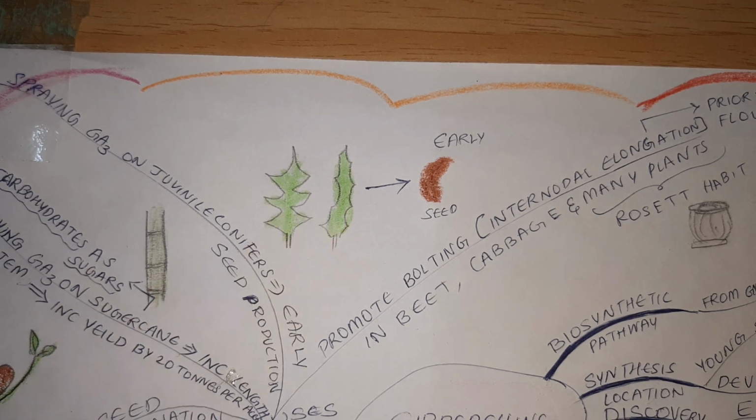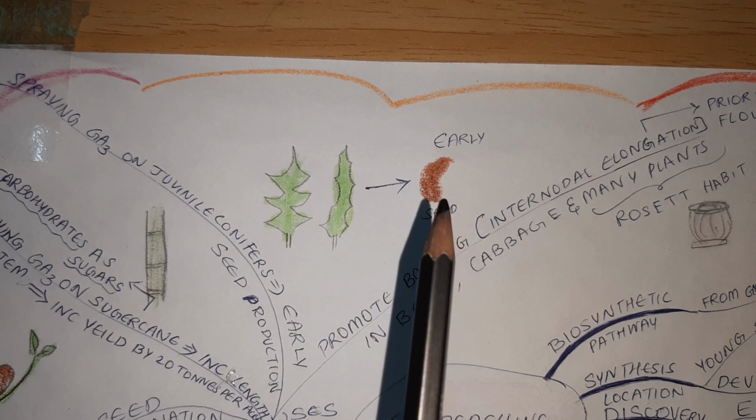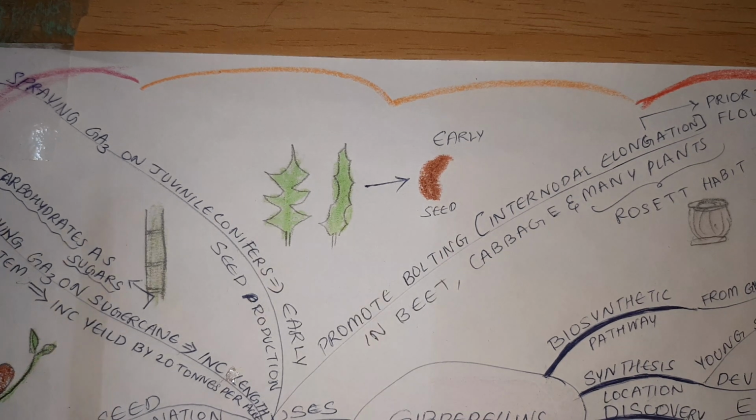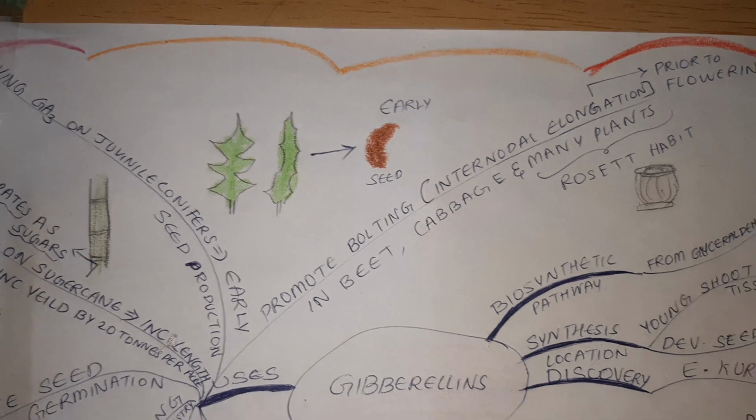These are the conifers, the Christmas trees, which you can call it. If you spray GA3 on them, then early seeds are being produced. It helps in early seed production when sprayed on juvenile conifers.